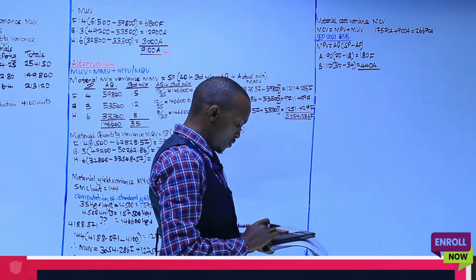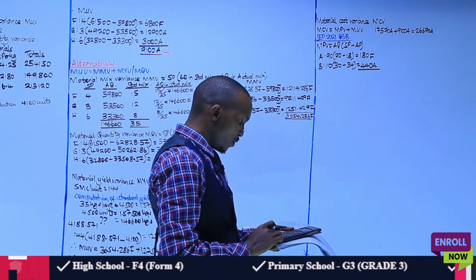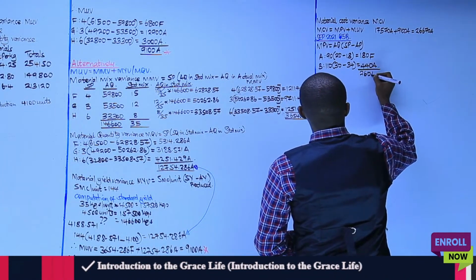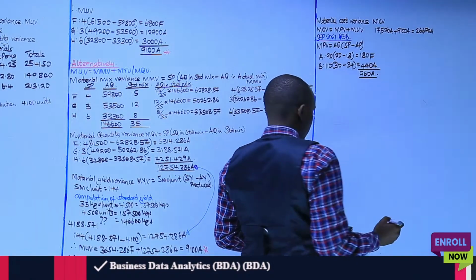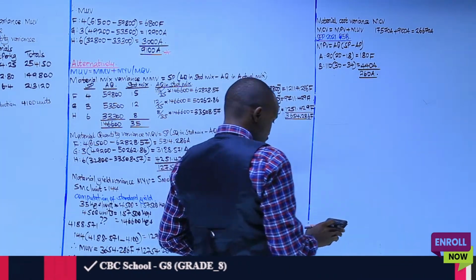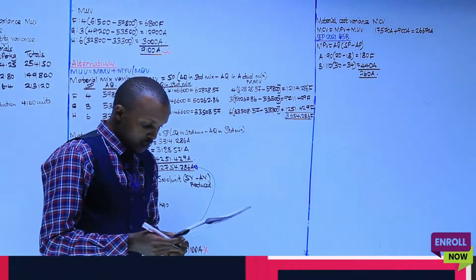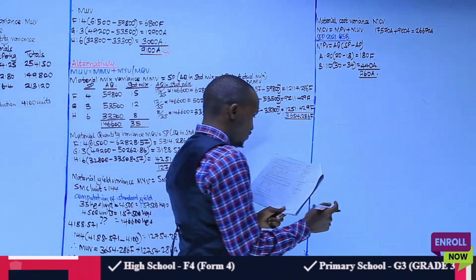Then you confirm what kind of variance this is, and this is 250, which is adverse. 260, which is adverse. That is your material price variance.